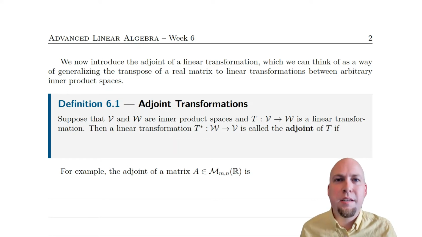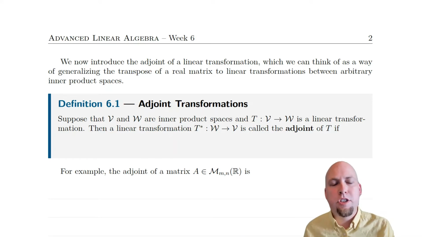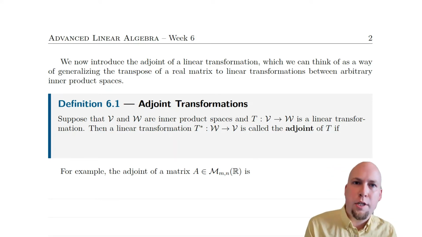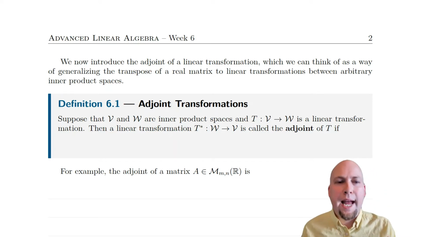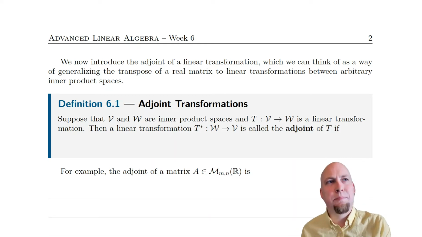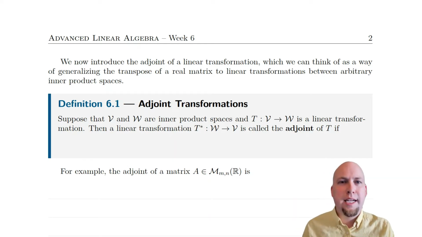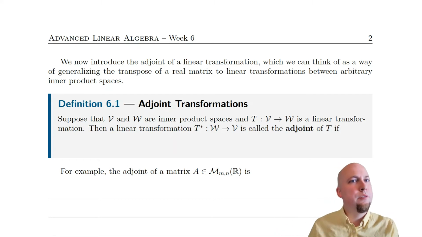Today we're going to look at something called the adjoint of a linear transformation. The idea behind this is, throughout this course we've looked at lots of ways of generalizing properties and operations on matrices to linear transformations. But one thing that we haven't looked at yet is the transpose of a matrix. How do you generalize the transpose of a matrix to linear transformations?